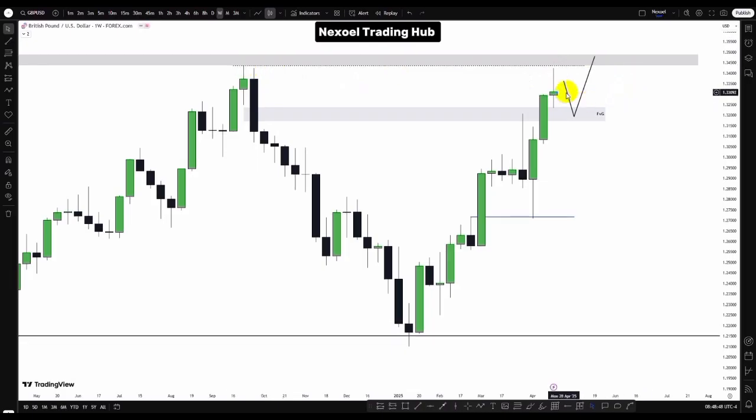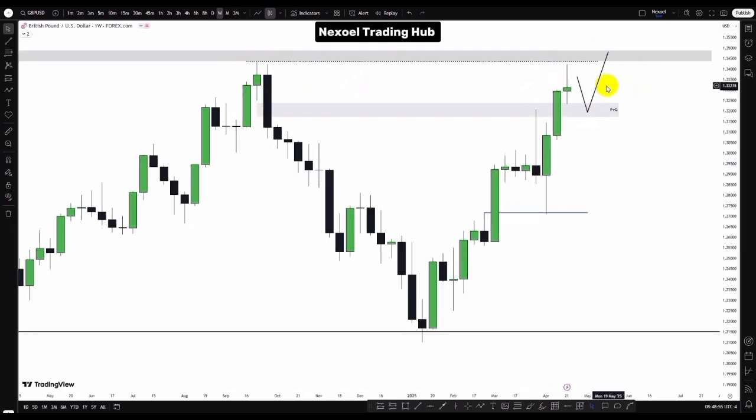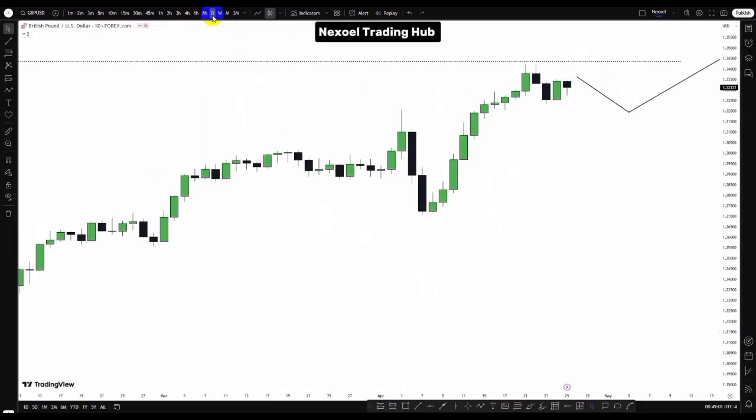But I'm anticipating the possibility of price giving us a pullback into this, so retest this as an inversion and we have the bullish continuation. But then we have to check the lower time frame to look at the lower time frame delivery and the structures also in the lower time frame. So let's check the daily time frame.